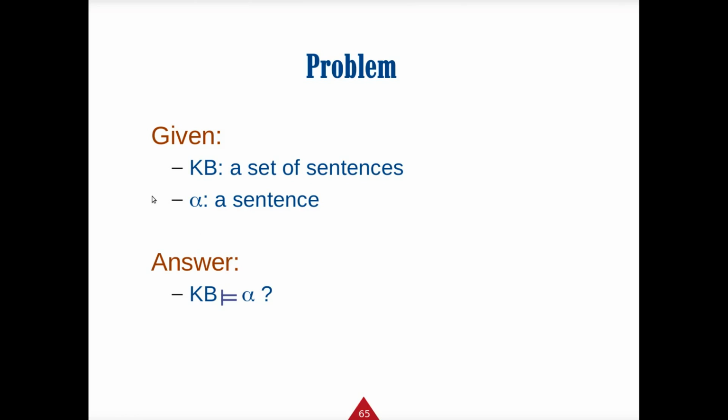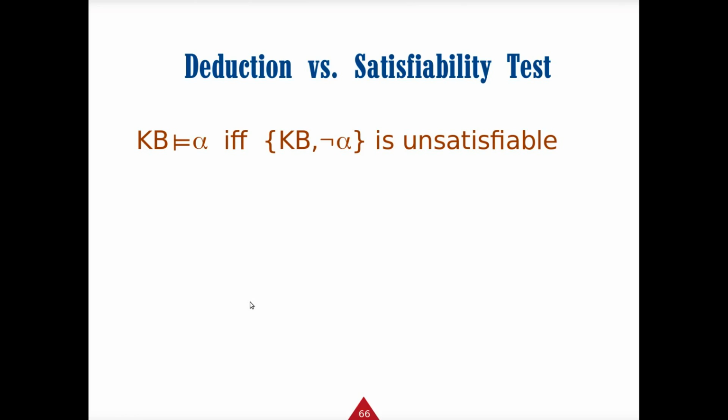So how do you do proof? You have a series of sentences and you have an inference. If you have a knowledge base, a set of sentences, and an arbitrary sentence alpha, will the knowledge base logically entail alpha, and that should be true.